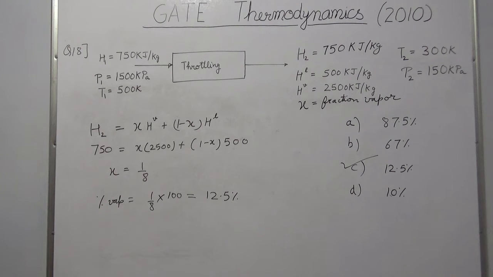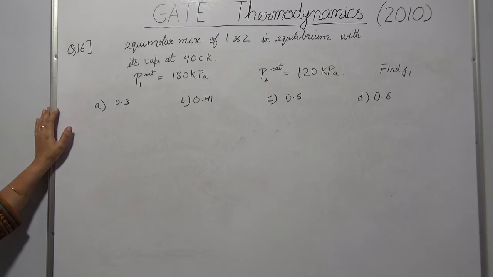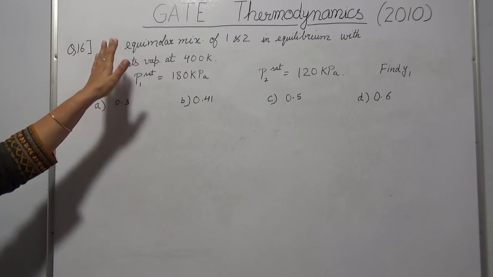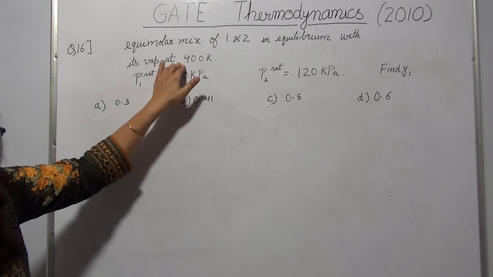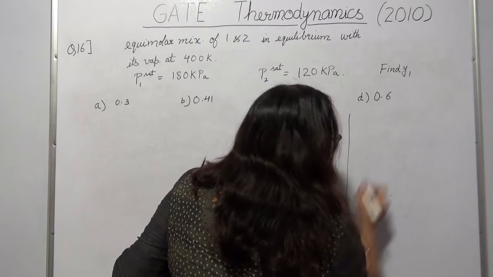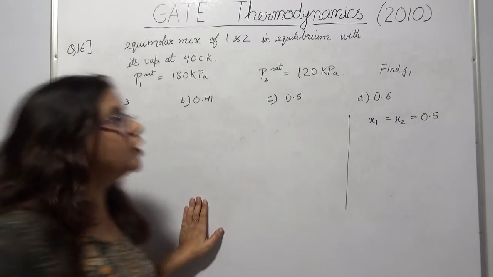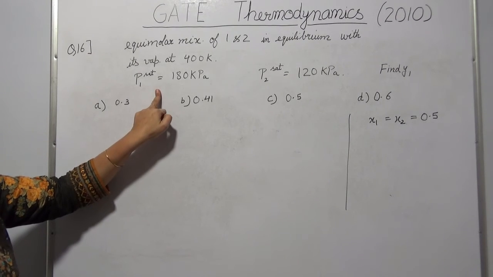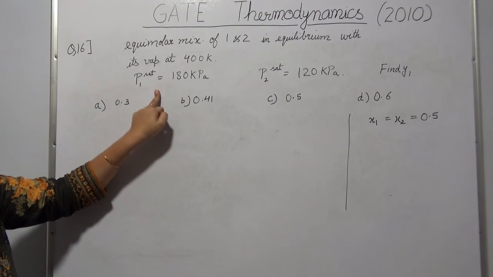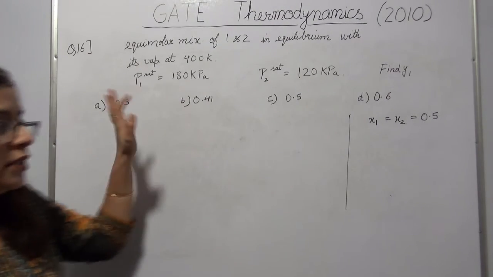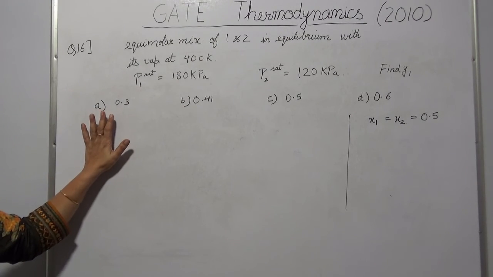So next, let's move on to another problem. The next problem is question number 16. Once again, we see that this is a problem based on Raoult's law. In fact, in the problem statement itself, they have said to assume that Raoult's law is valid and find the value of y1. So you have an equimolar mixture of component 1 and 2 in equilibrium with its vapor at 400 Kelvin. What information have they given? That x1 is equal to x2, that is equal to 0.5. And the saturation pressures at 400 Kelvin of component 1 and component 2 are already given. They have said to use Raoult's law and find out y1.